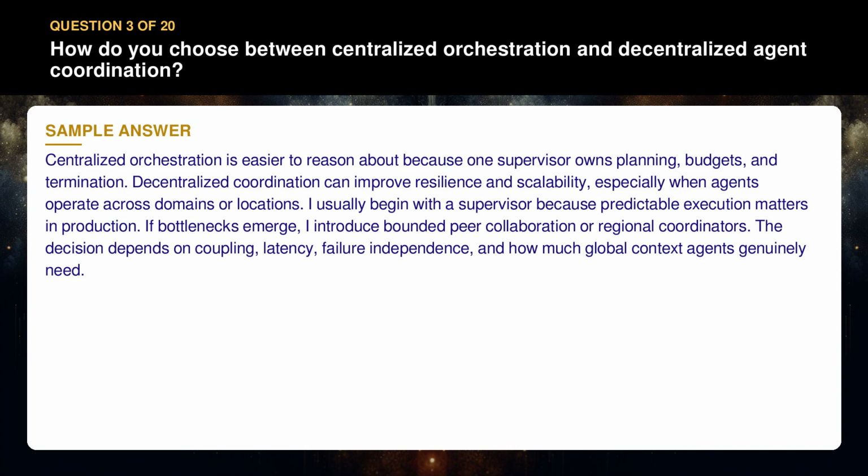I usually begin with a supervisor because predictable execution matters in production. If bottlenecks emerge, I introduce bounded peer collaboration or regional coordinators. The decision depends on coupling, latency, failure independence, and how much global context agents genuinely need.